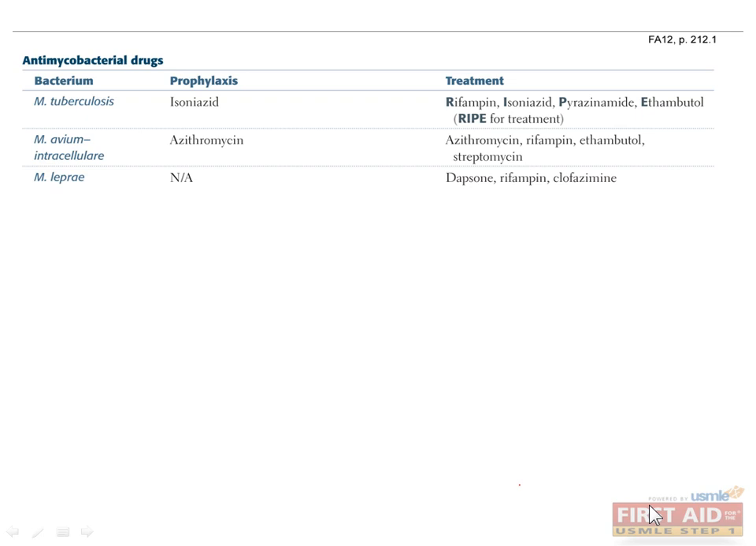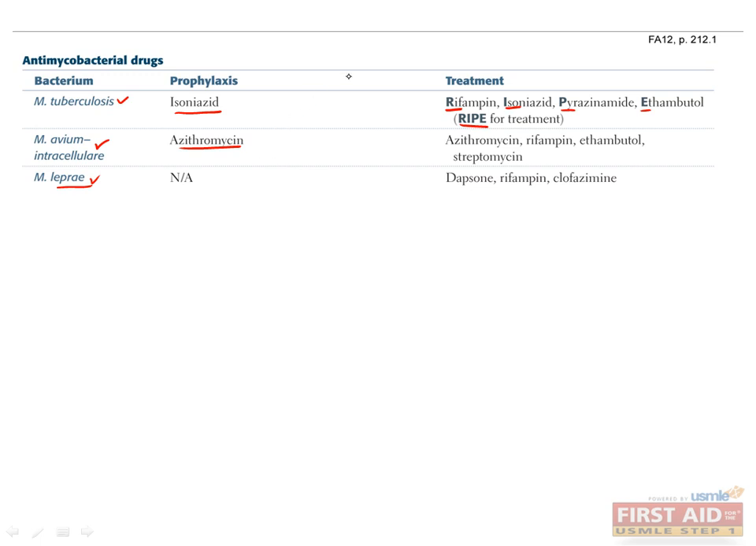Organisms targeted by antimycobacterial drugs are M. tuberculosis, M. avium intracellulare, and M. leprae. There is no prophylaxis for M. leprae. Isoniazid, aka INH, is used for both prophylaxis and treatment against M. tuberculosis, the causative agent in tuberculosis. The mnemonic RIPE is useful in remembering the drugs used for treatment against tuberculosis. It includes rifampin, isoniazid, pyrazinamide, and ethambutol.